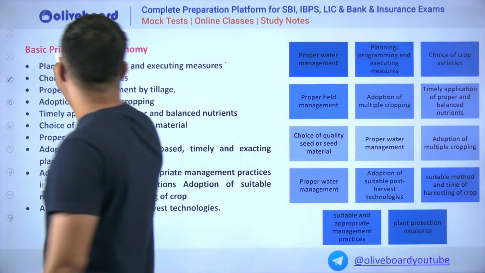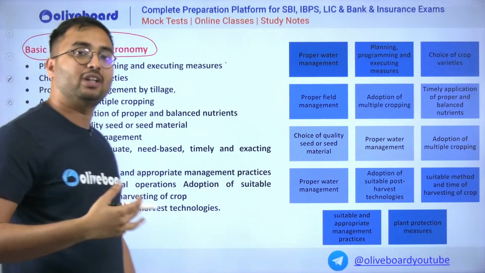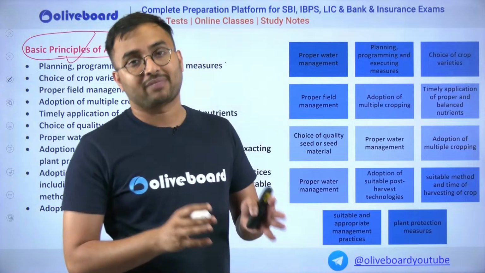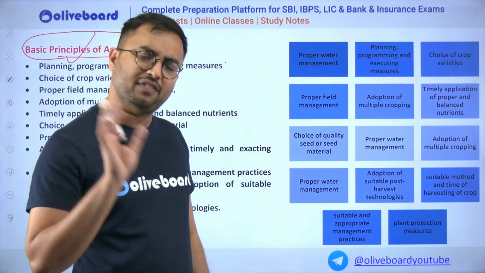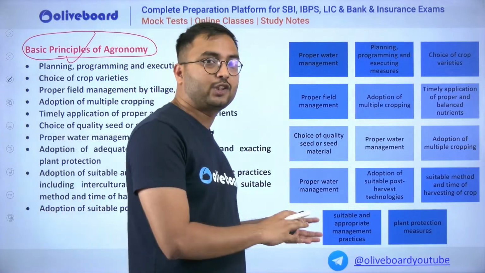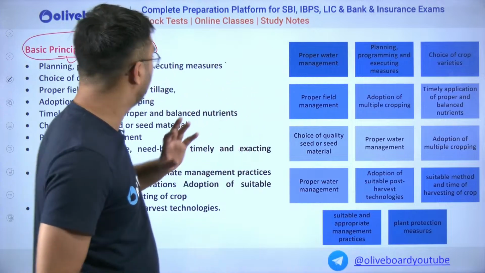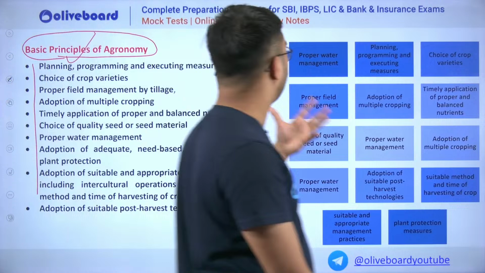Now comes the basic principles of agronomy. Now this you should definitely know. In the exam, a question can come up related to what are the principles of agronomy and which of the following are not the principles of agronomy. Such an MCQ can definitely come. If it doesn't come in phase 1, it can come in phase 2. Which of the following are not the principles of agronomy? So here you can read it, but definitely let me discuss some part.